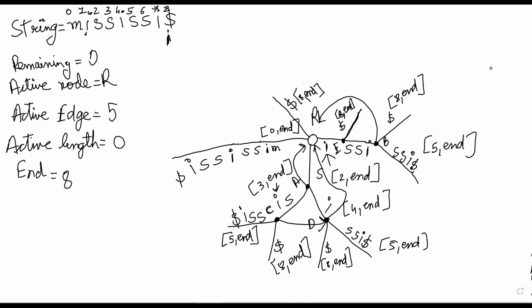Let us say if you wanted to find if the substring ISSI is present or not, then we can just traverse the tree: ISSI. So as you can see that it is present in the tree, then we can say that it is possible to find a substring in a given string. This is the first example of the application of the suffix tree algorithm.